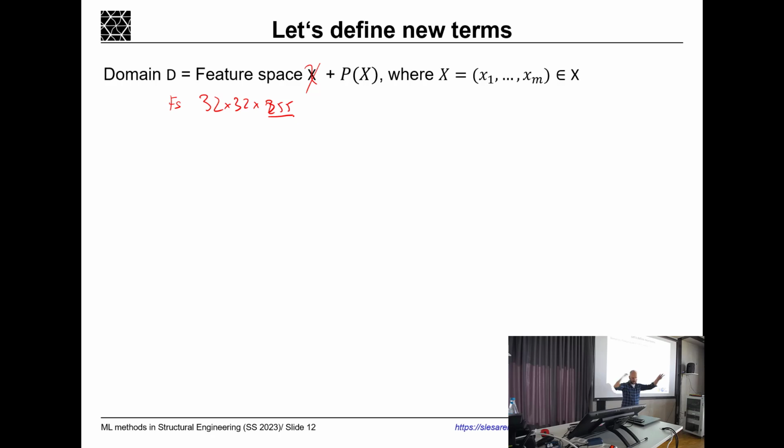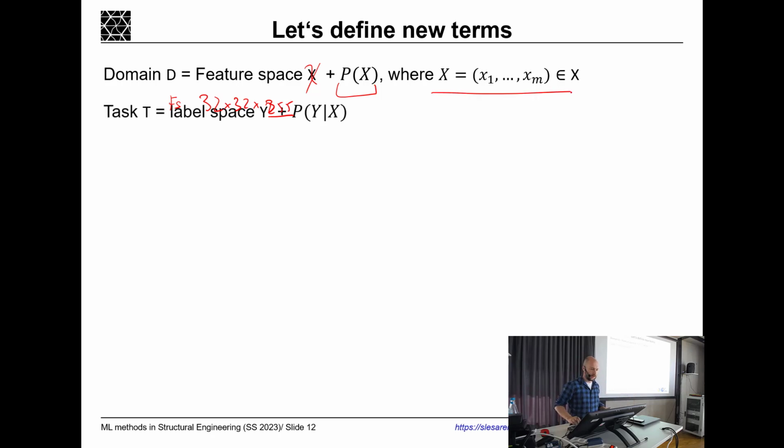So this is more or less everything that we have. And then we also have a probability distribution over this instance space. So it's the exact images that we are using, but from the probability point of view. And this is what is called a domain.